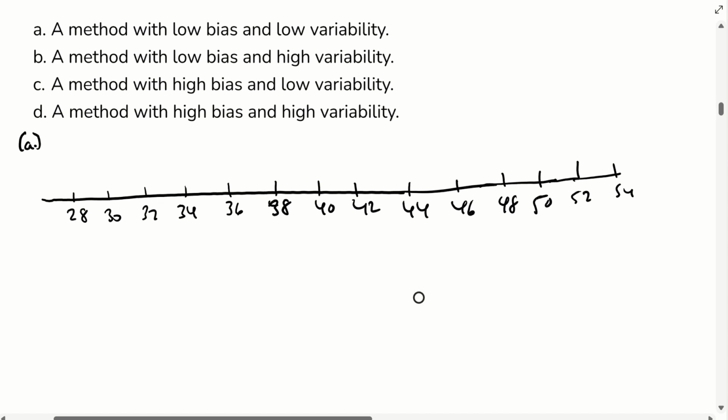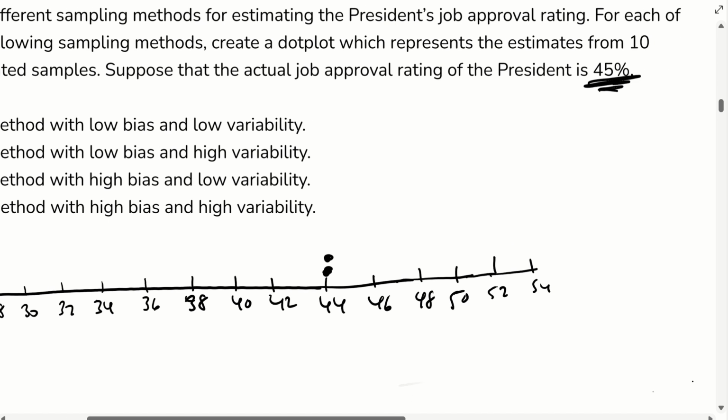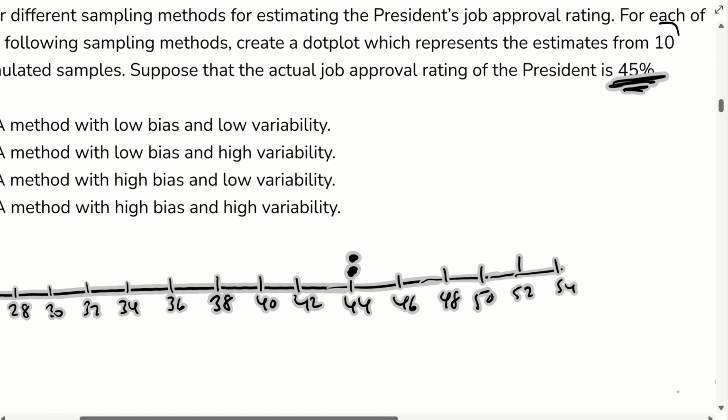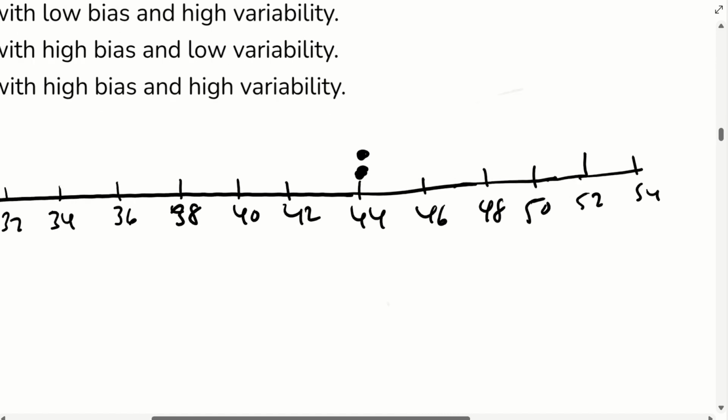So let's do low bias, low variability. So there's some on either side, and then they're close together. So we could, for example, do maybe a couple of dots on there, and it says for the following samples, yeah. So it says 10 simulated samples. So we need 10 dots, right? Okay, so we need 10 dots.